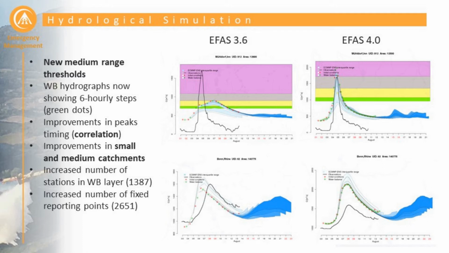In EFAS 4, you will also find more water balance stations for the real-time discharge data and more fixed reporting points. All river gauges with some discharge data, either historical or real-time, are now available as queryable fixed reporting points in EFAS 4.